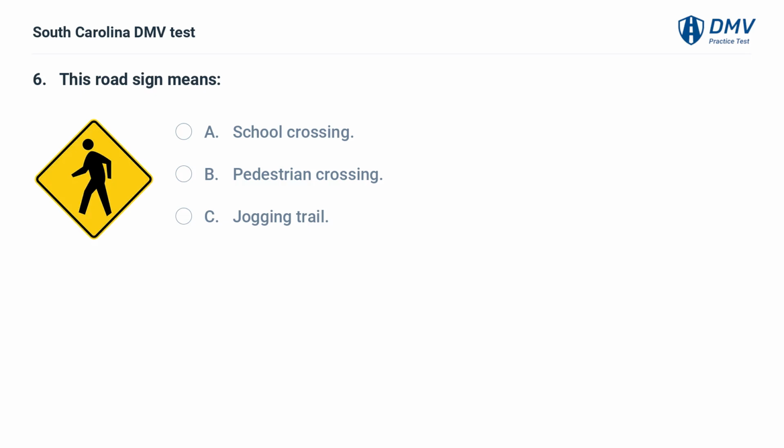This road sign means A. School crossing. B. Pedestrian crossing. C. Jogging trail.